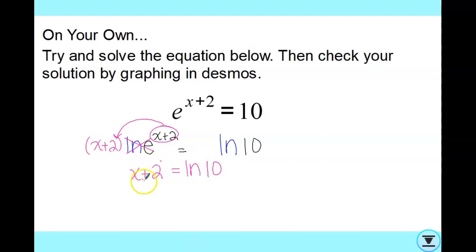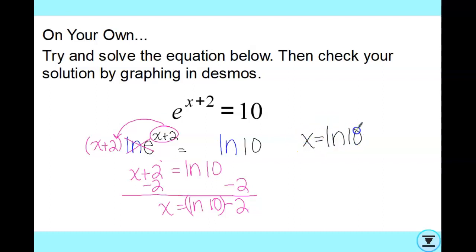So how do we get rid of this plus 2? We would subtract 2. Now, I can't subtract the 2 from the 10 because this is a number, right? I don't know what that number is, so I'm just going to subtract it afterwards. So this would be x is equal to ln of 10 minus 2. And I'm going to put that ln of 10 in parentheses to show that that is one number, and I have to do that part first before I can subtract the 2. So x would be equal to ln of 10 minus 2.